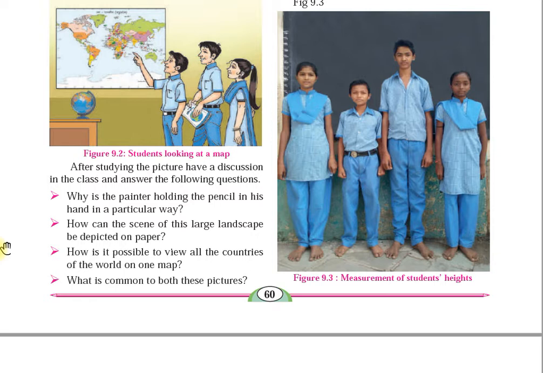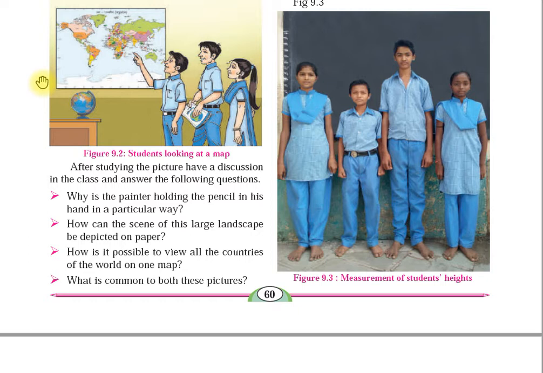Next question. How is it possible to view all the countries of the world on one map? See, students, over there you are looking at the countries, a world map picture is given. It is possible to view all the countries of the world on one map by using a scale in a map, by using a measurement in a map.